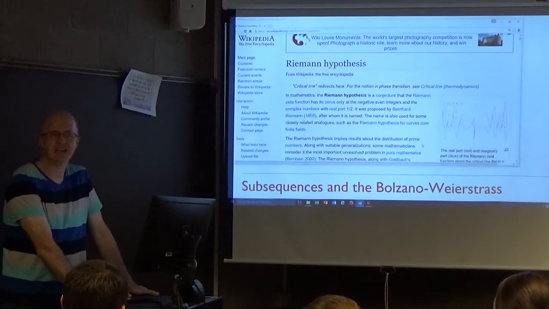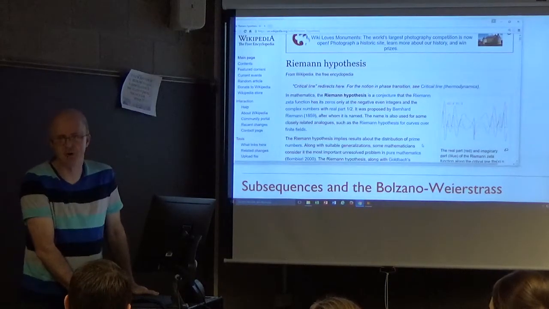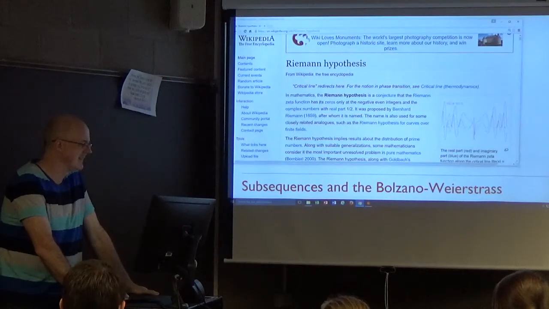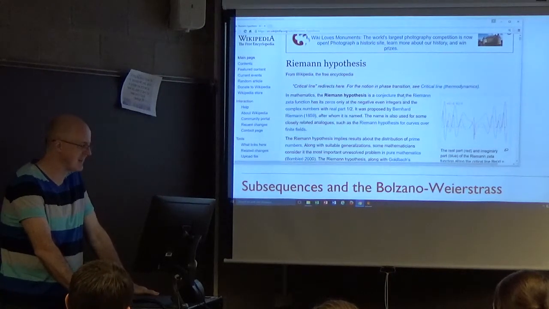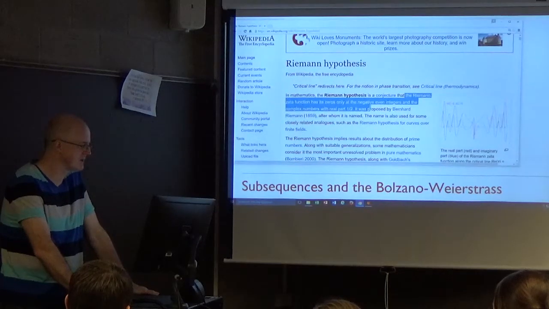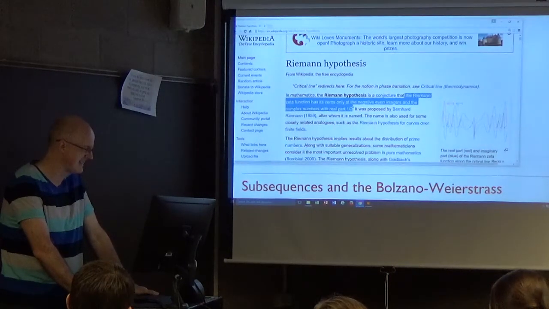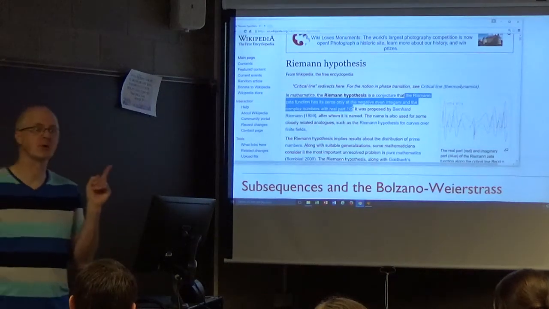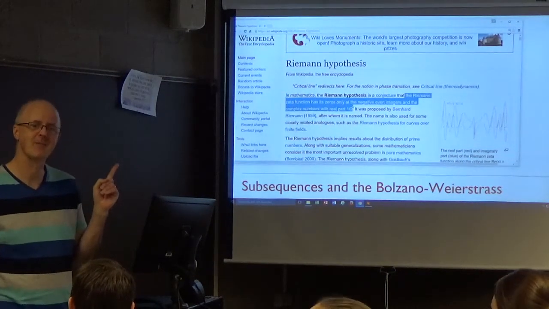It's a conjecture, meaning it's a thing that people think is true, but it hasn't been proved or disproved. That the zeta function, the Riemann zeta function, has its zeros only at negative even integers and only at the complex numbers with real part 1/2. What? That's the hypothesis? Why is that such a big deal? That's the most famous unsolved problem in math.